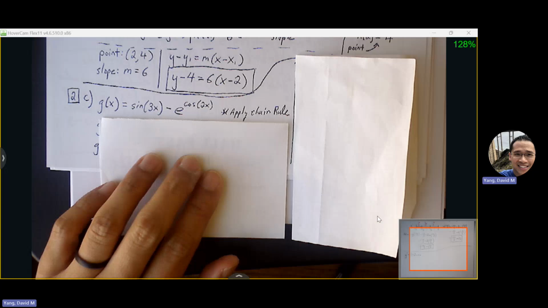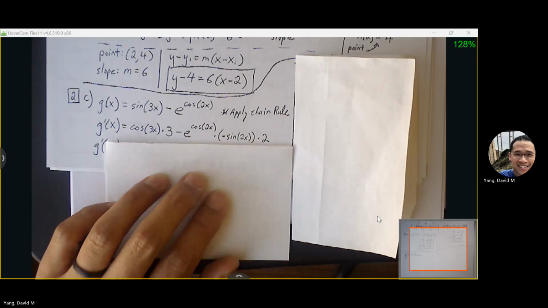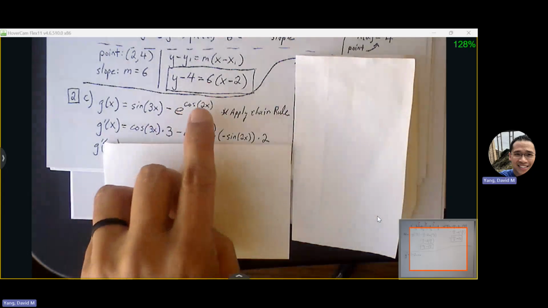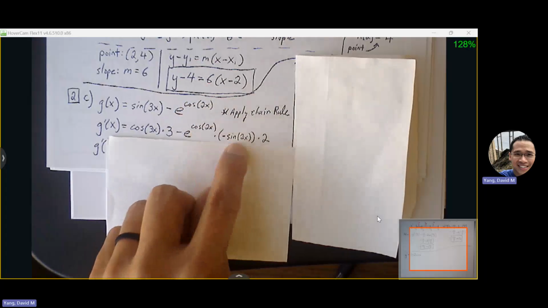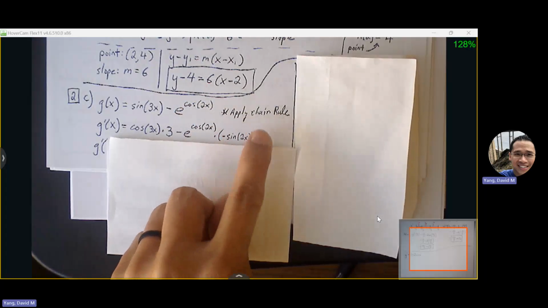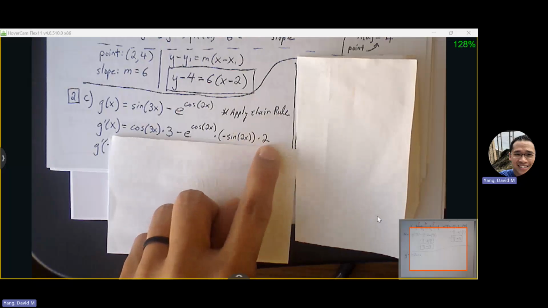And then e to the cosine of u becomes e to the cosine of u times negative sine of u times u prime. Right? So nested chain rule with this e to the cosine of u here. E to the u becomes e to the u times u prime, and u prime is its own thing, with cosine turning into negative sine of u times u prime.